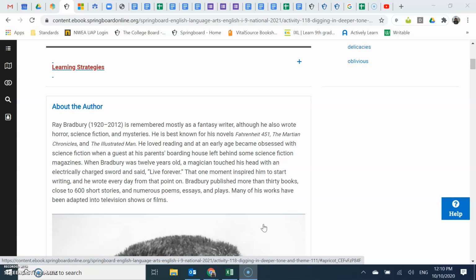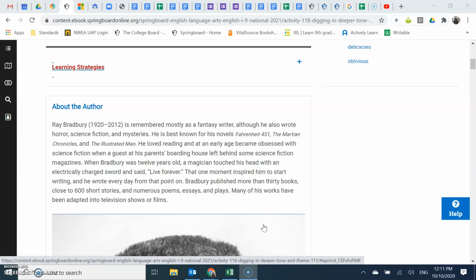So, Ray Bradbury is remembered mostly as a fantasy writer, although he also wrote horror, science fiction, and mysteries. He is best known for his novels Fahrenheit 451, The Martian Chronicles, and The Illustrated Man. He loved reading and at an early age became obsessed with science fiction when a guest at his parents' boarding house left behind some science fiction magazines.